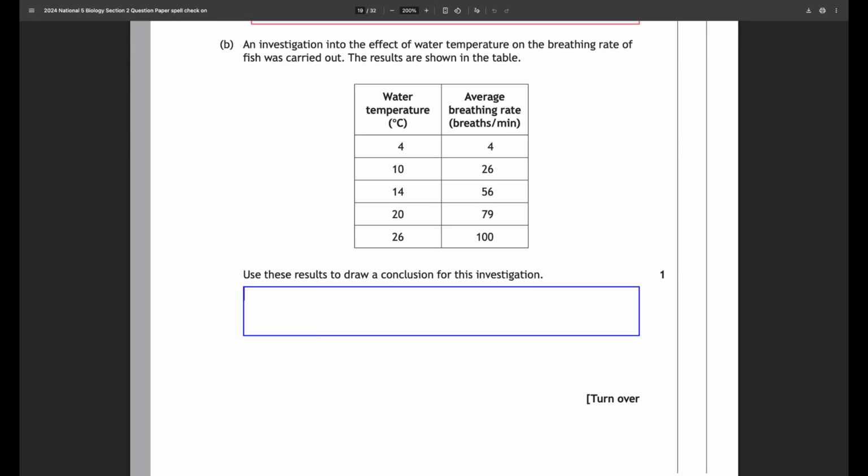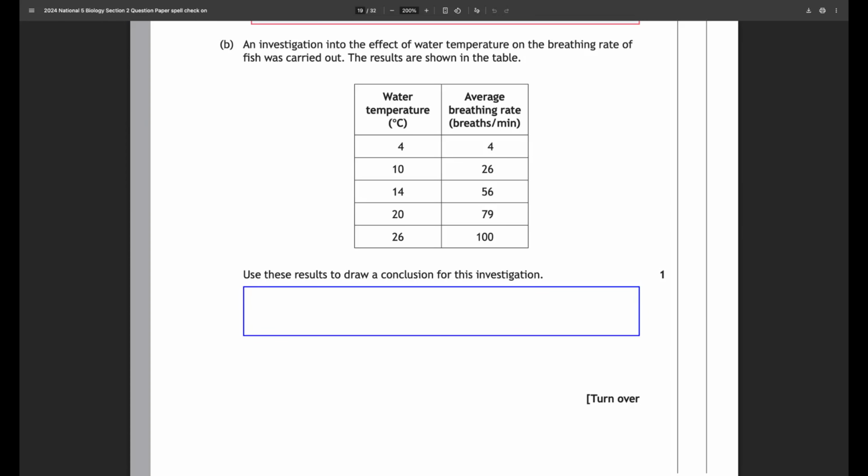As soon as you are asked to draw a conclusion, you should be thinking, okay, the conclusion must relate back to the aim. So what is the aim? Well, it tells us in the stem of the question. It says the investigation is looking into the effect of water temperature, one variable, on the breathing rate of fish, the other variable. So therefore, our conclusion should mention water temperature and it should mention breathing rate.